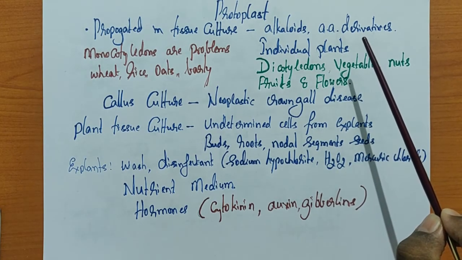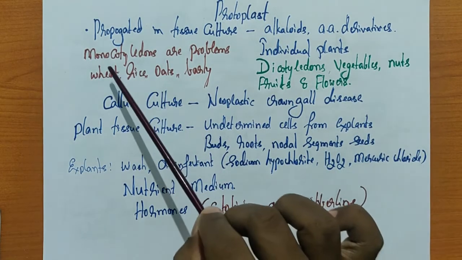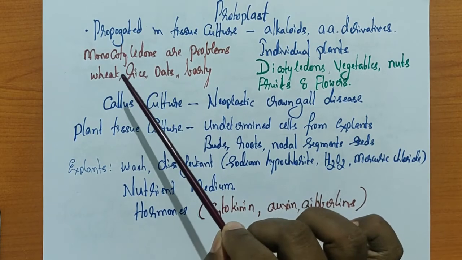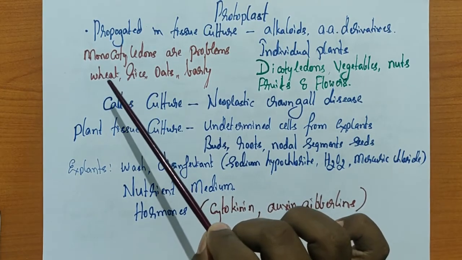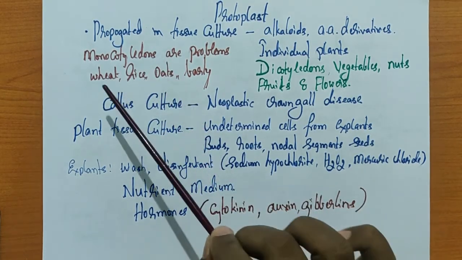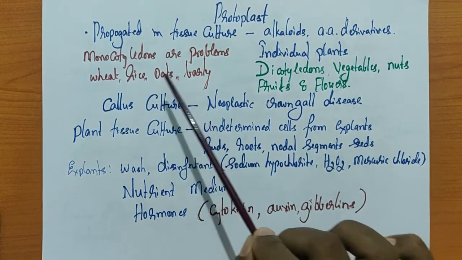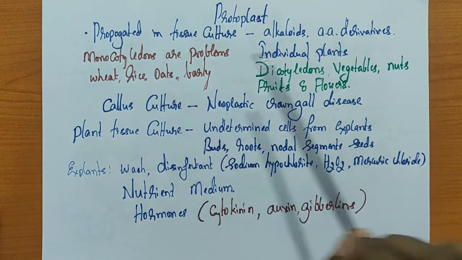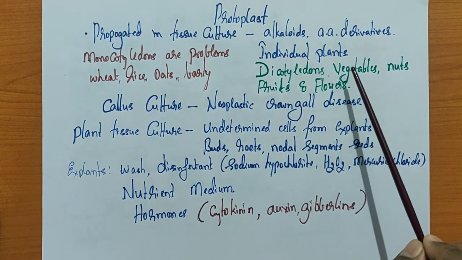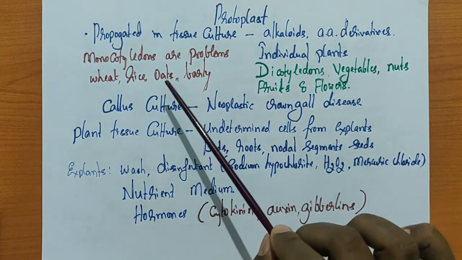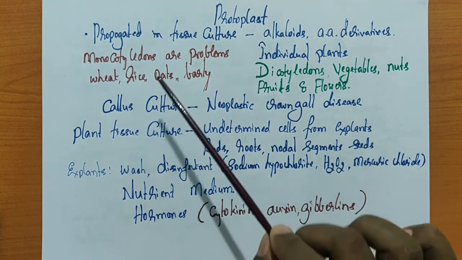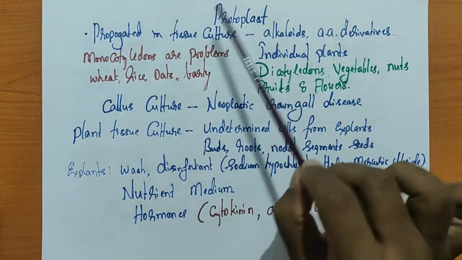But we do find several problems in the monocotyledons. The agricultural products from the monocotyledons are wheat, rice, oats, barley. They have had some success, but it is easier to do the manipulations in the dicots rather than in a monocot. Now we know what a protoplast is.